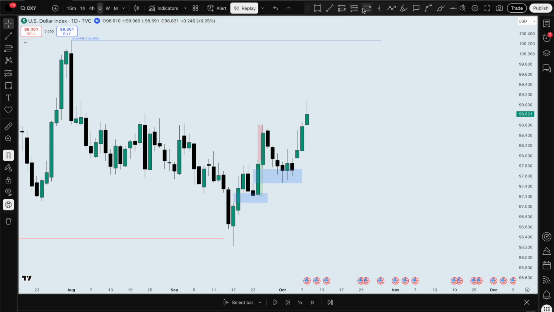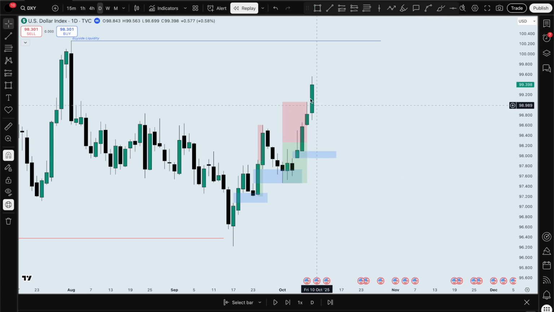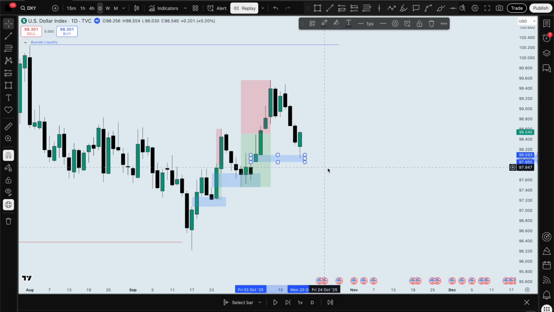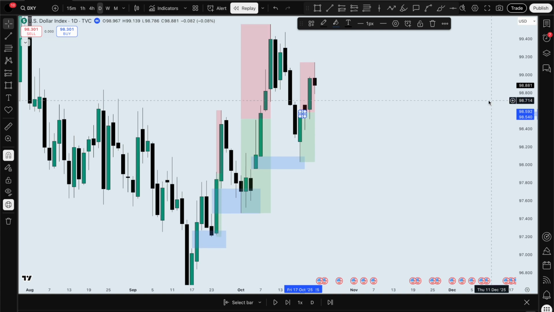Okay, we have now this range right here with this fair value gap right here. Okay, so now price created another bullish candle, so we are just going to move up this Fibonacci. Price then comes down into the fair value gap. We create another range here from range low to range high. We have now this volume imbalance right there, this little PD array.